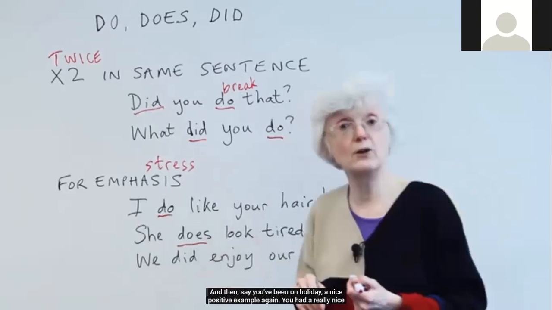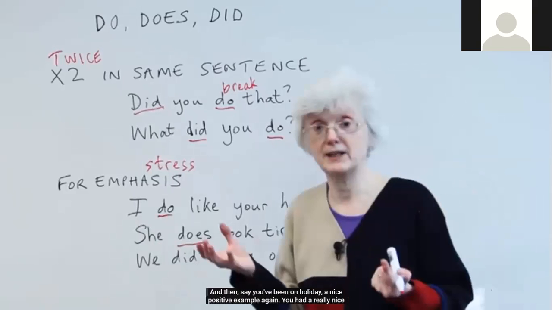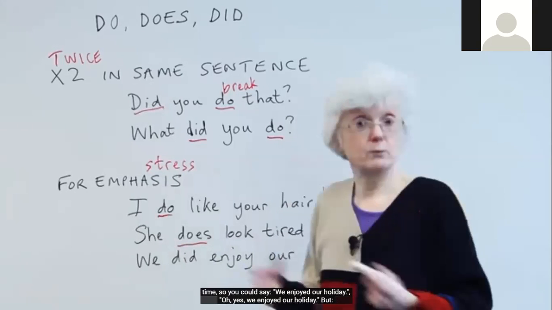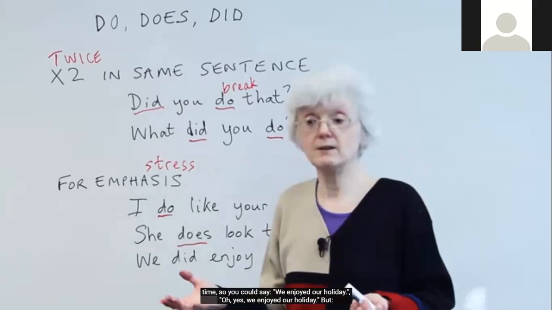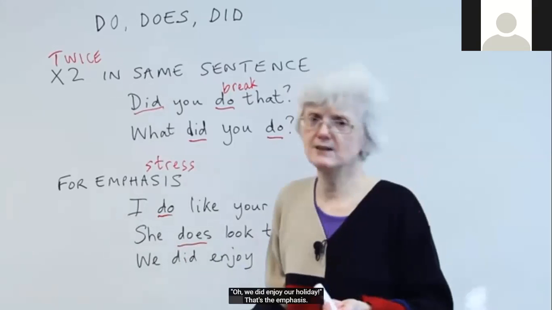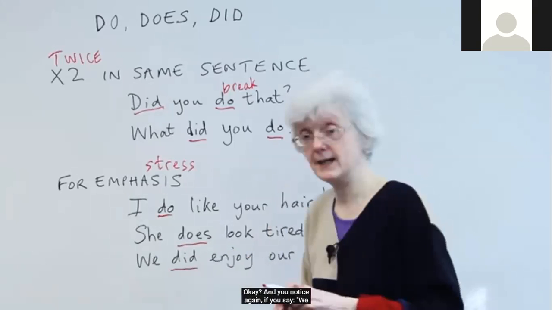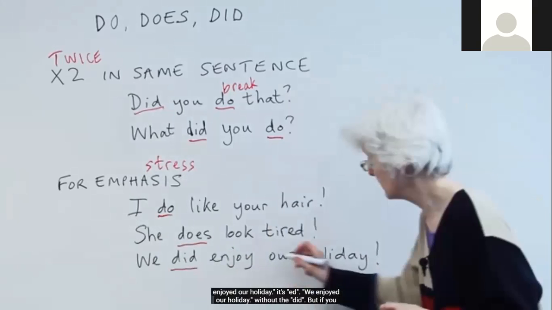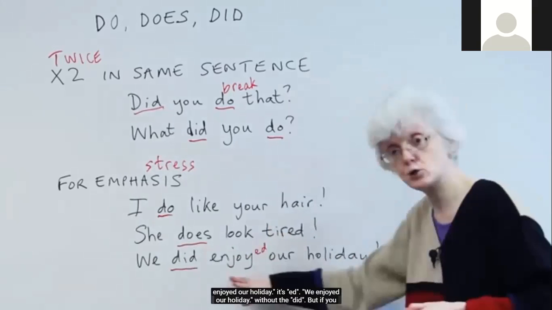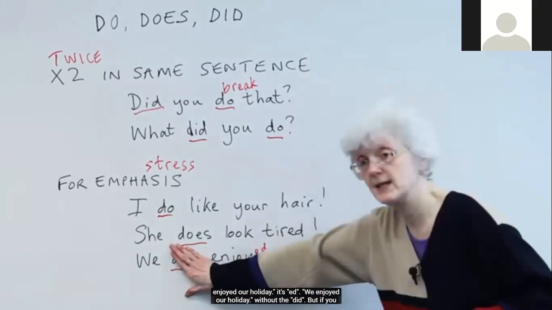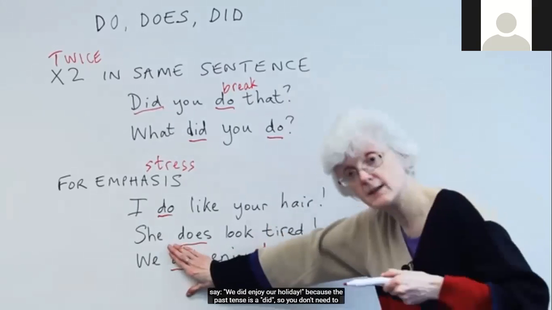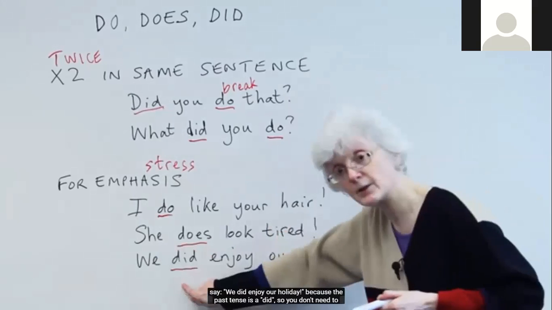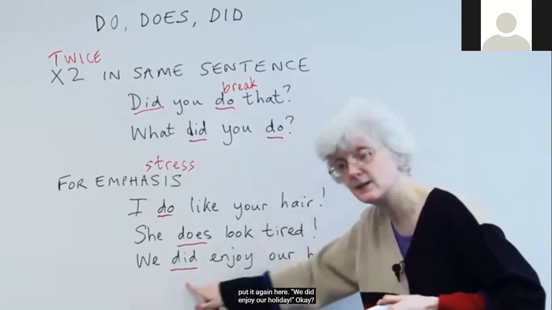And then say you've been on holiday, a nice positive example again. You had a really nice time. So you could say we enjoyed our holiday. Oh yes, we enjoyed our holiday. But oh, we did enjoy our holiday. That's the emphasis. And you notice again, if you say we enjoyed our holiday, it's ED, enjoyed. But if you say we did enjoy our holiday, because the past tense is in did, you don't need to put it again here. We did enjoy our holiday.